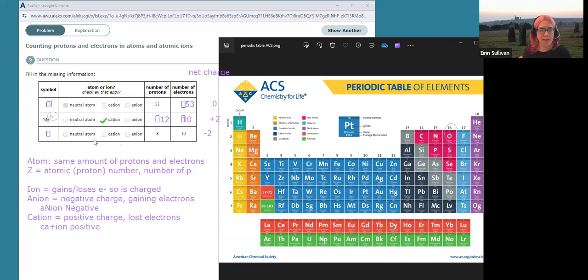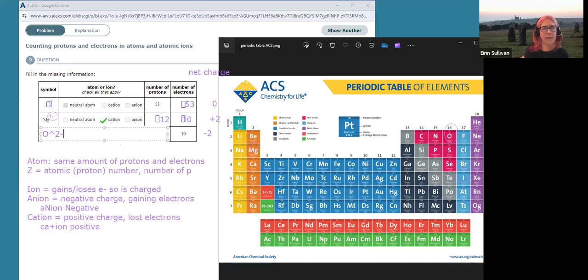So -2 means that is an anion, because an anion has negative charge. If I was going to write my symbol, it's going to be oxygen and then superscript 2-. Note that the number comes before the charge. That is the convention. So that is an O2- anion.